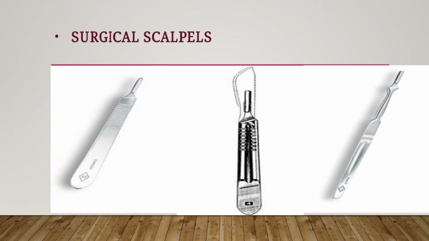There are various types of surgical scalpels, basically 3 on the basis of the number. The very first is number 3, on which blade numbers 10, 11 and 12 are loaded. Another one is scalpel handle number 4, onto which scalpel blade numbers 21, 22 and 23 are loaded. And the last one is number 7.